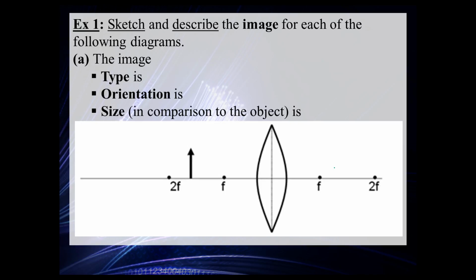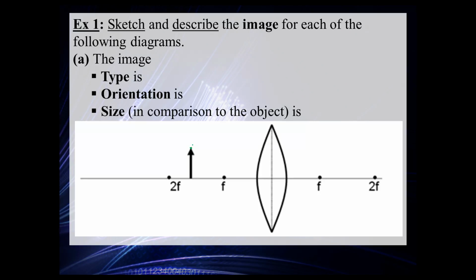All right, so I want to sketch and describe the image for the following two diagrams. What I'd recommend doing is, again, we always draw rays from the top of the object, which is up here. The first ray I would always draw is the one with the least amount of error involved in it.